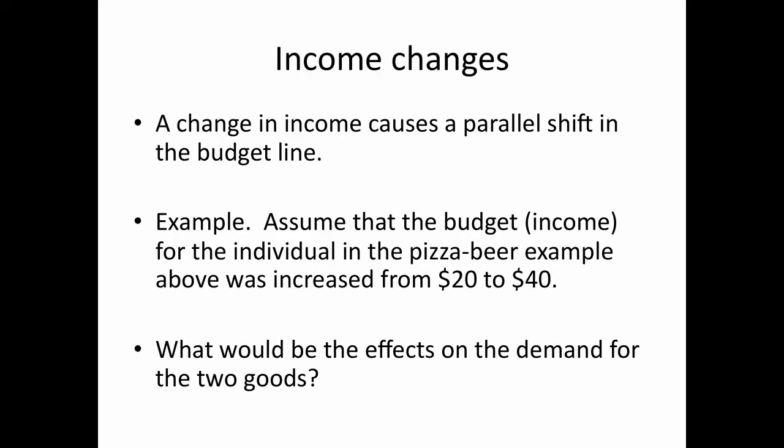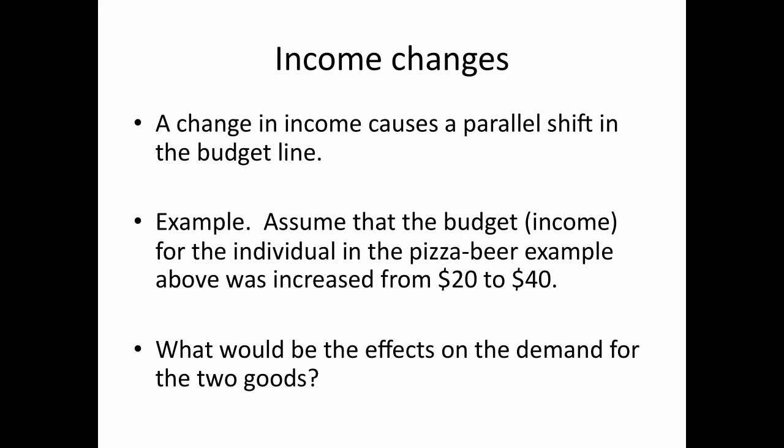Now, there's a couple things that are important when it comes to these demand curves. One of them is what happens when income changes. We talked about how income changes affect the position of the budget line, and what you should see by now is that if the budget line changes because of an income change, that's going to change the optimal combination of goods that the consumer will choose to consume. That also means that it's going to affect the position of the demand curve for the good in price quantity space. In particular, in this context, a change in income will cause a parallel shift in the budget line.